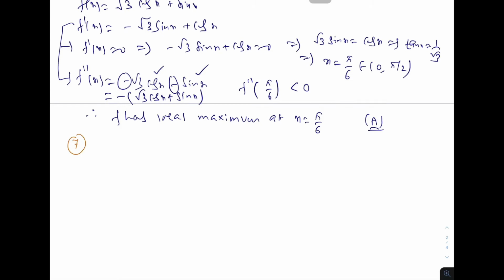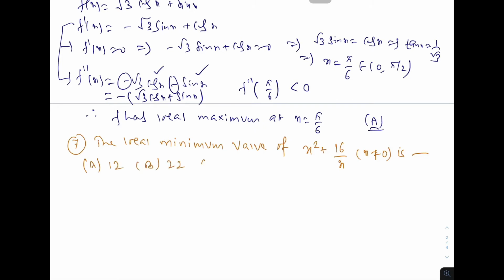The local minimum value of x square plus 16 by x is blank. Options are 12, 22, minus 12, 2.